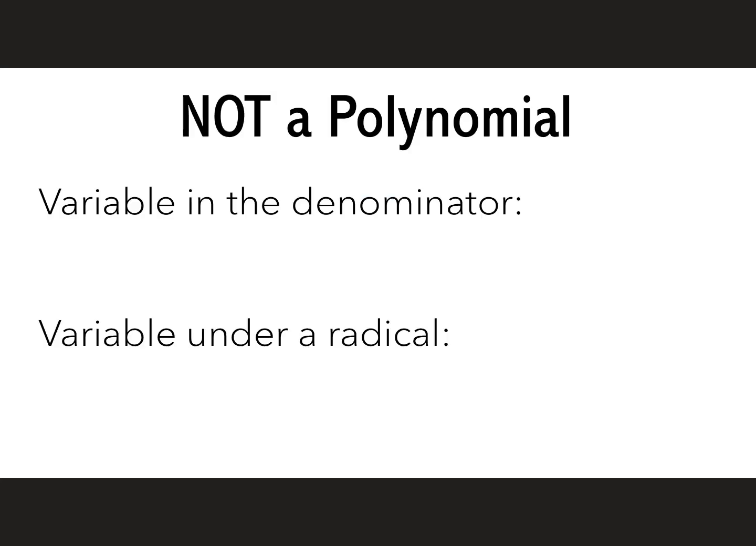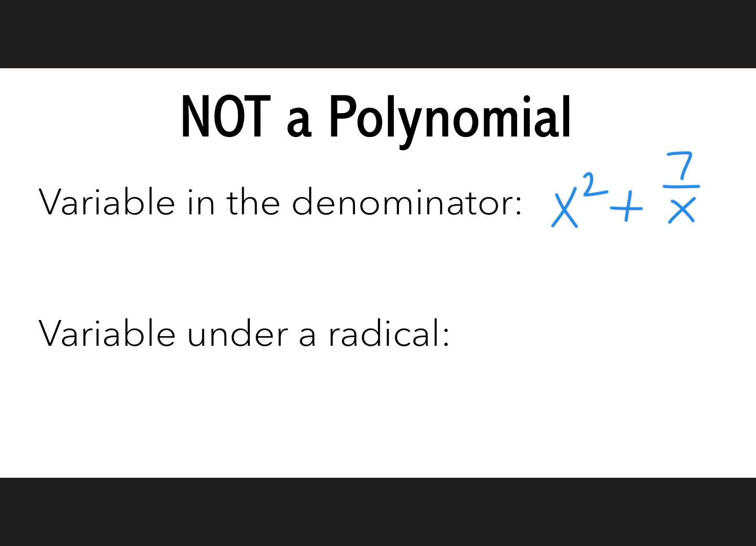Let's take a moment to figure out what would not be a polynomial. Well, if I have a variable in the denominator, that cannot be a polynomial. For example, if I have x squared plus 7 over x, that is not a polynomial because I have to be able to put any number in for x. And in this case, I could not put a 0 in there because you cannot have 0 in a denominator.